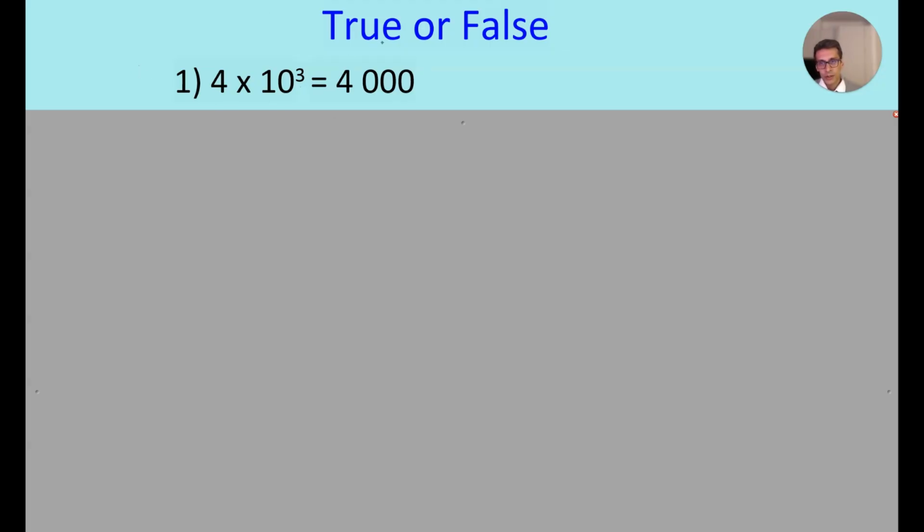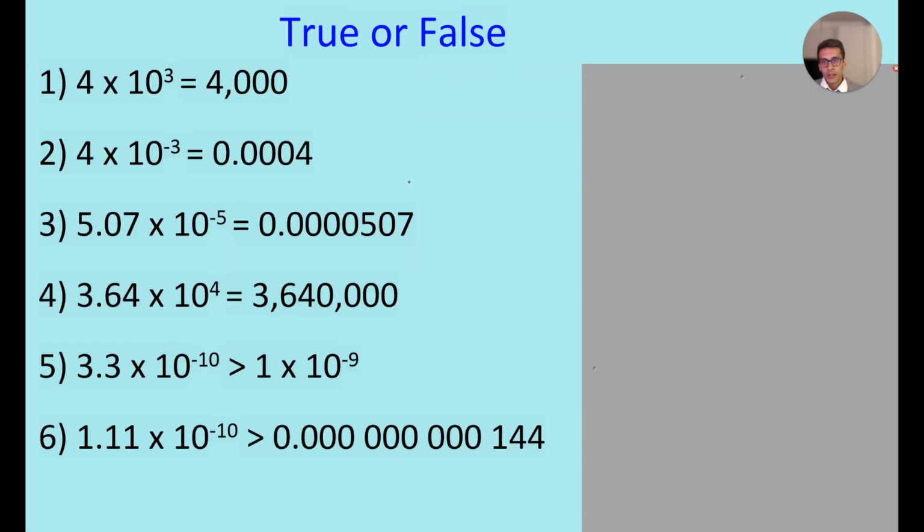So 4 times 10 to the power 3. Well, if you have the number 4, the decimal would have been here, and we moved it 3 places to the right. 1, 2, 3. So 4,000, it would be there, so that's true. Have a go with the remaining questions, deciding whether they're true or false, and then I'm going to show you the answers for these. Okay, here come the answers.